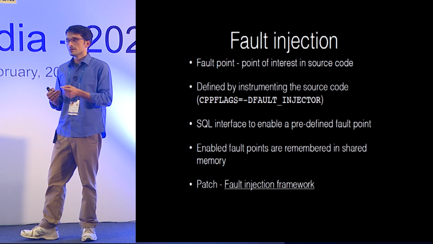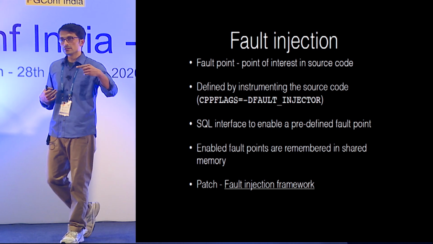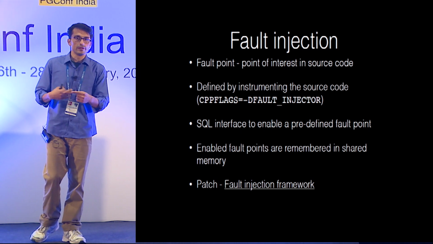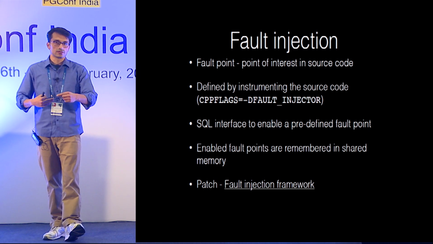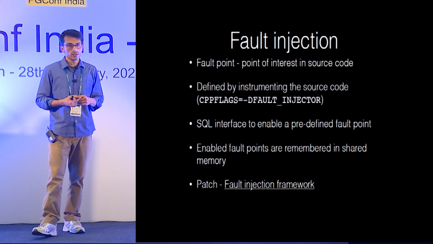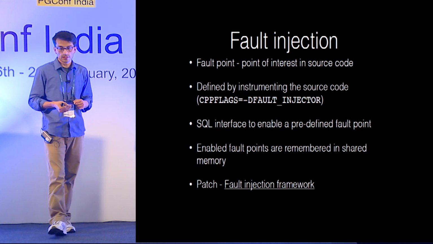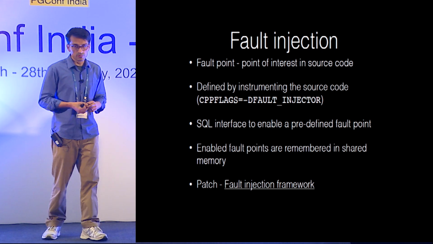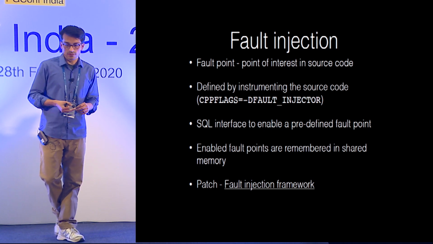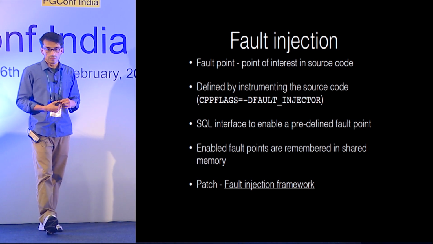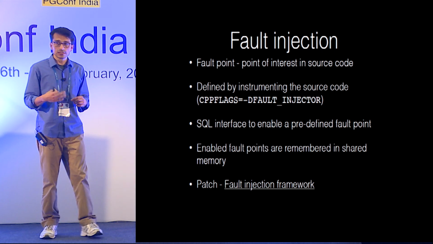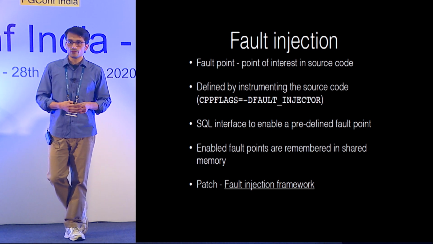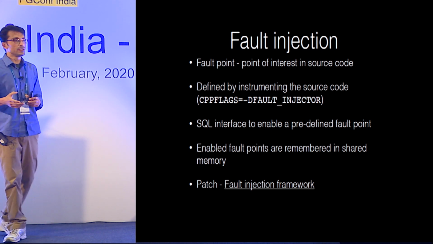And the idea is that when the point in the source code is reached during execution, a certain configured action will be taken in place of just executing that line of code, right? So that's basically the idea. And this involves changing the source code. So we have added a preprocessor flag, which is labeled as fault injector, and there is an extension that provides an SQL interface to enable a pre-configured fault.